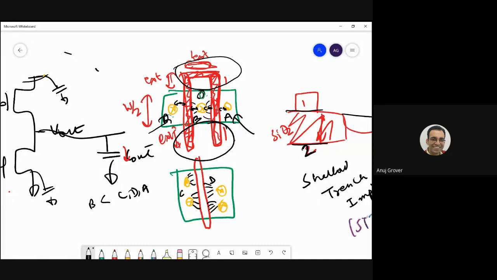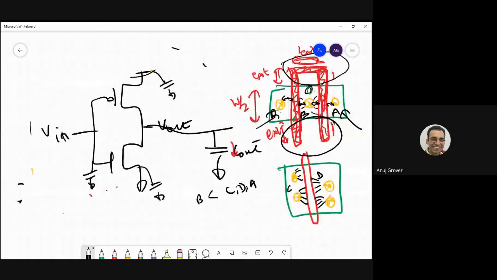Okay, so increase in supply capacitance, do you think that will change your output delays? Are you toggling VDD and ground? No, sir. So if you're not toggling VDD and ground, will the delays change?